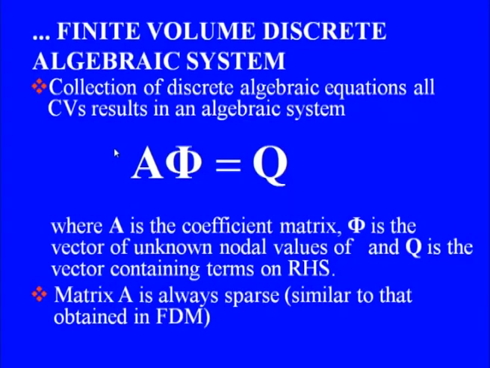Now, if you look back at the equation for one particular control volume, we saw contributions coming from only a few nodes, which are the neighbor nodes of the computational node. So, this matrix A is always sparse. In fact, its sparsity pattern is fairly similar to that obtained in the finite difference method if we have used a structured grid, and it will be a banded structure if we have used an unstructured grid finite volume formulation.